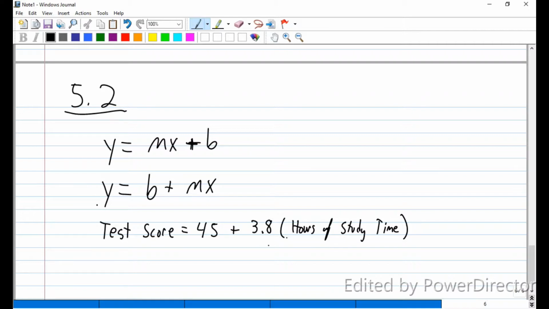So if I didn't study at all, what does it look like I would make on the test? A 45, right? If I studied 0 hours, I would make a 45. What if I studied 10 hours? 45 plus 38, because 3.8 times 10 is 38. So if I study 10 hours, then according to this mathematical model, I would score an 83.